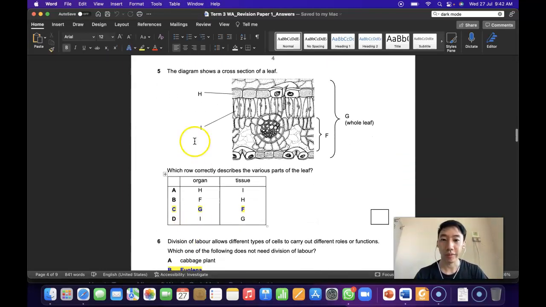Question 5. Talking about the cells, tissue, organ, system. If you're looking at a section of a leaf, the organ is the whole leaf. Remember that one whole leaf is an organ, and we can see a few cells together make up one tissue. So it cannot be H, it cannot be I, because H is a cell, I is a cell, but F is a tissue. This answer is C.